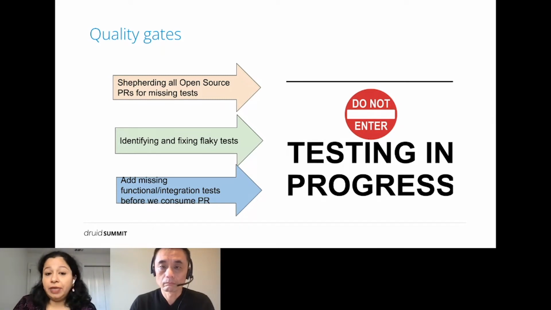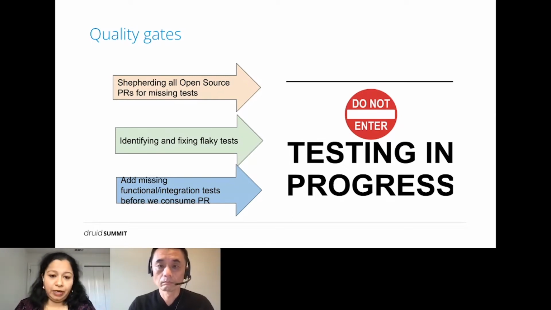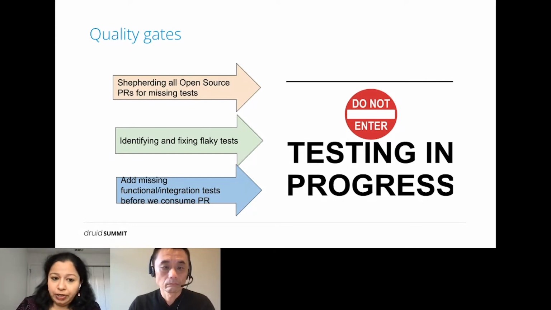So there are some gates there that we enforce for the integration tests to be present. If not present, our engineers internally write them, and then we make them part of our automated pipelines, right? So in this way, the open source PRs are pretty much gated with respect to test coverage to ensure that the quality is high and code gets merged to Druid branches in a very streamlined process, right?